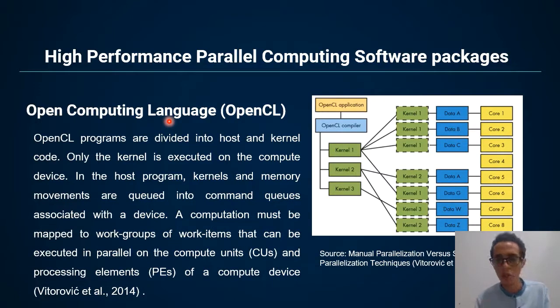So as a continuation of OpenCL, OpenCL programs are divided into host code and kernel code. So only the kernel is executed on the compute device. If we look at the figure on the right, which represents the OpenCL execution model, the OpenCL program or application is compiled into kernels, which can be applied to data. So the resulting data can be passed to the next kernel that requires it. So if any kernel requires the data, the kernel can obtain it.